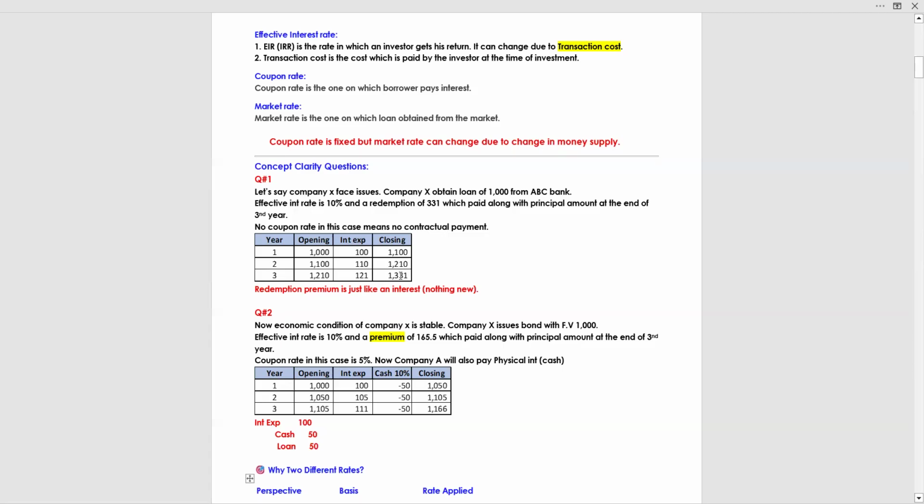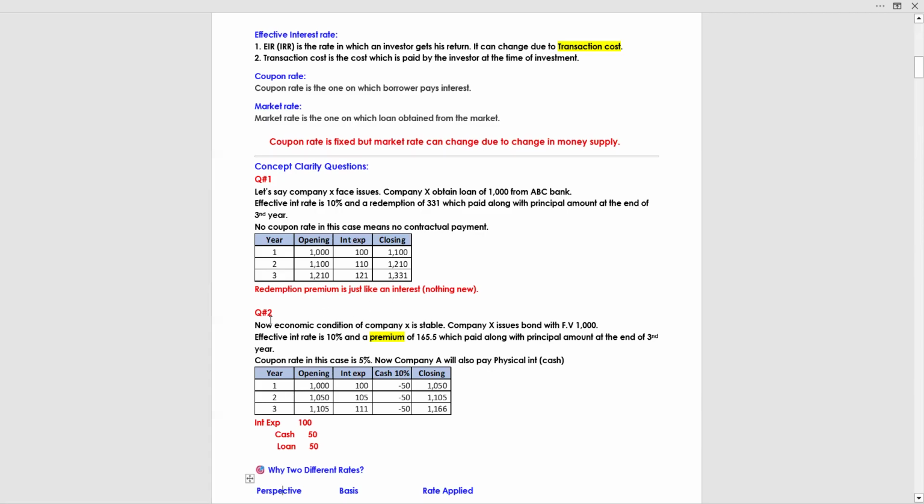Now you can identify that it's mentioned in the question that a redemption of 331 is paid along with the principal amount of the loan. So the principal amount of the loan is 1000 and the redemption is 331. So 331 plus 1000 equals 1331. So at the end, company X will pay 1331. What is redemption premium? Redemption premium is just like an interest, nothing new.